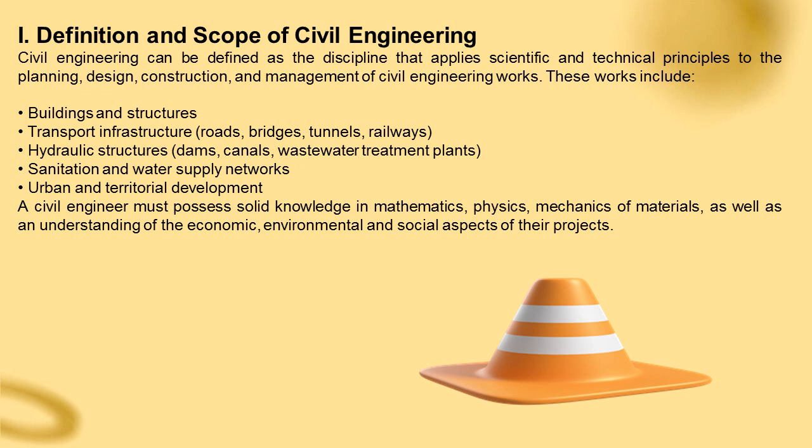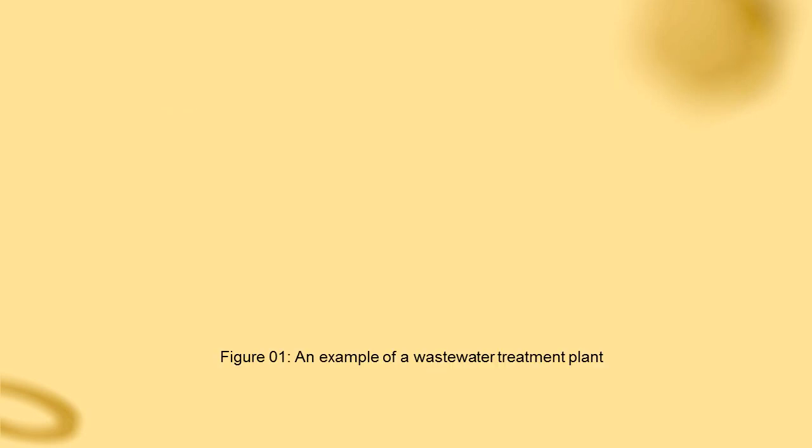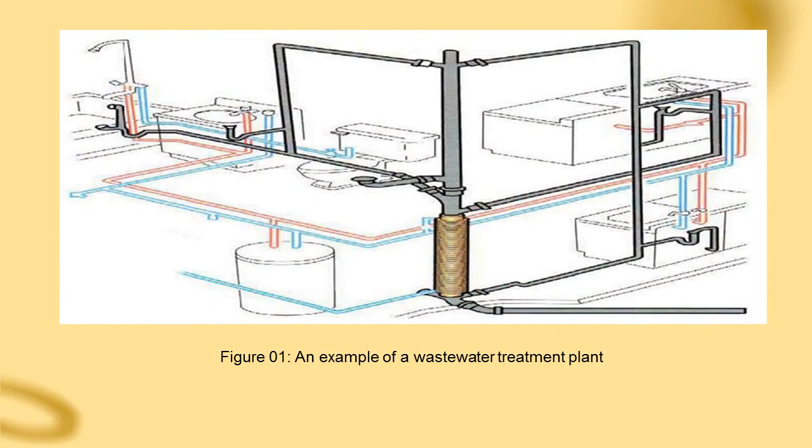A civil engineer must possess solid knowledge in mathematics, physics, mechanics, and materials, as well as an understanding of the economic, environmental, and social aspects of their work. Here is an illustration, an example of a wastewater treatment.